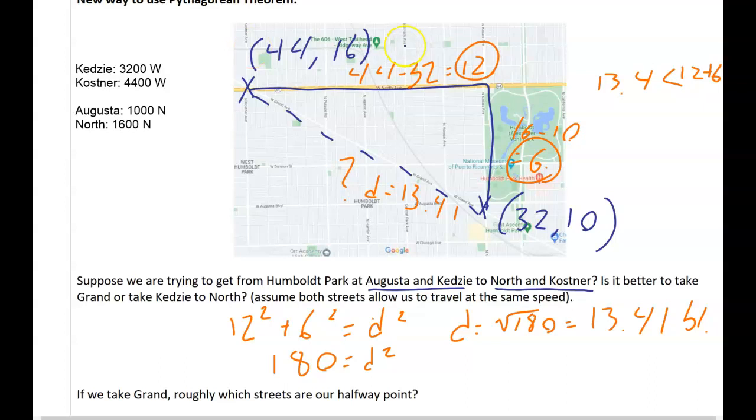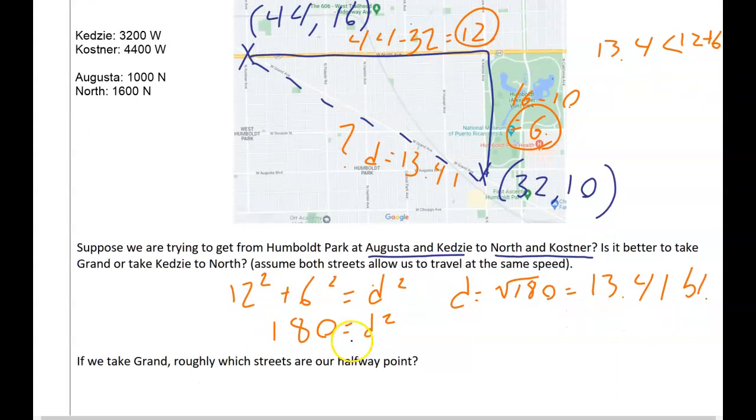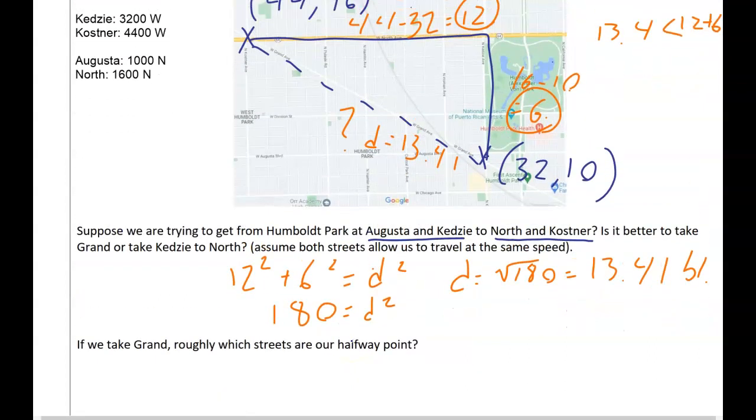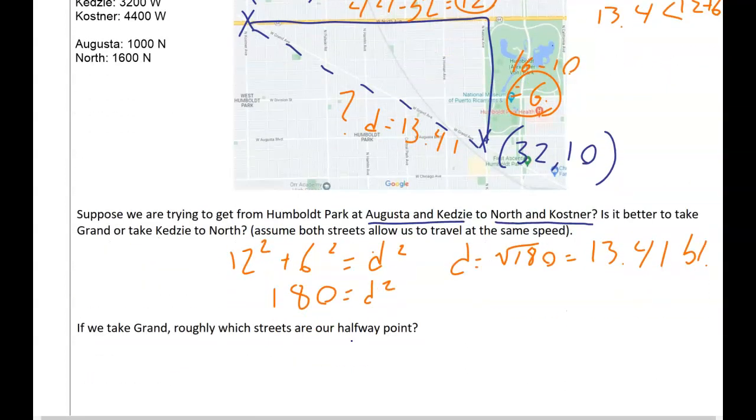So notice what we did here is we subtracted both of our points, right? To get the sides of our triangle, we looked at the difference between the two. That's going to become important later. And then if we want our halfway point, a way to think about that is, we're taking the shortest way. We want to know when we're halfway there, right? Our halfway point is going to be the average of the coordinates, right?